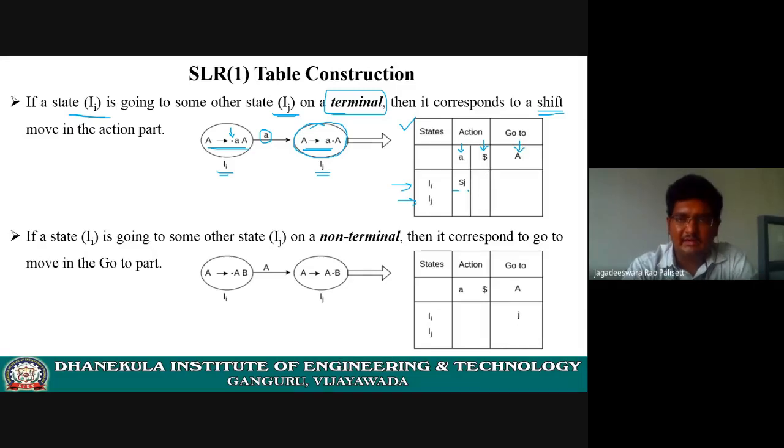So what do I have to write here? Sj. What is the meaning of Sj? Sj, like S3, S2, S4. What is the meaning of Sj? Yes, I perform a shift action. From where to where? The shift action is performed on state Ii via a terminal a. That's why I reach a state numbered j. That's what we saw in LR(0). Just for revision, I gave this.